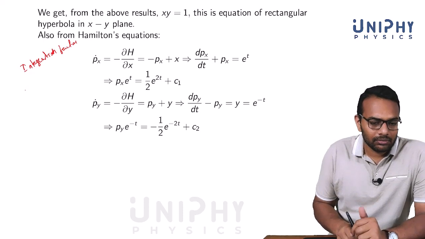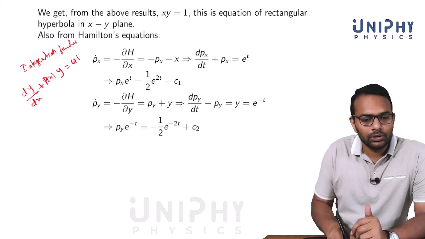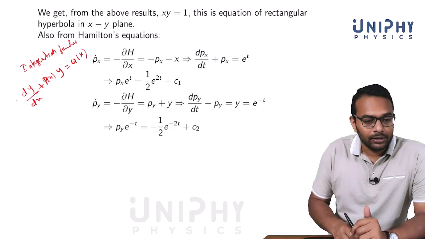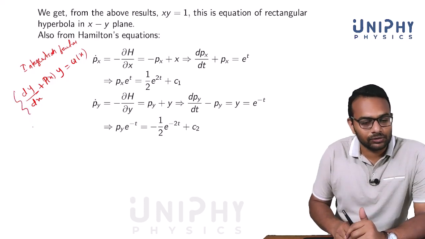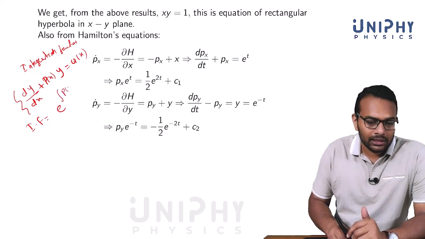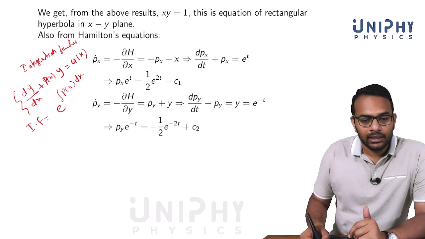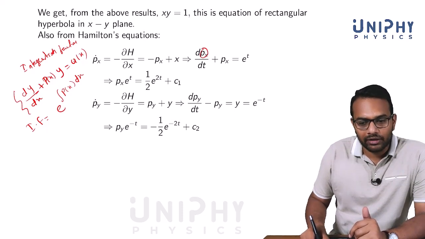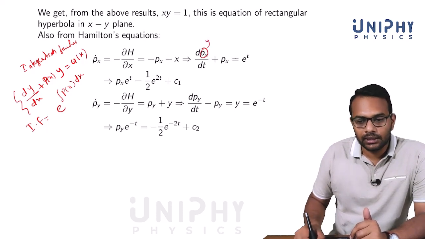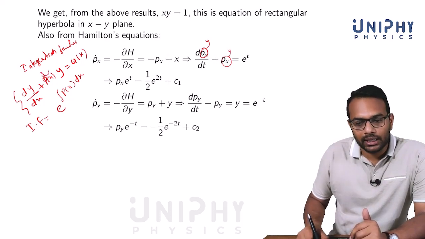Okay, for example, if you have an equation of this form, dy by dx plus some function p of x multiplied by y is equal to q of x. If the differential equation is of this form, then you know that the integration factor is e raised to integral p of x dx. That's the integration factor. So here in place of y you have px, and in place of p of x here you have got 1.